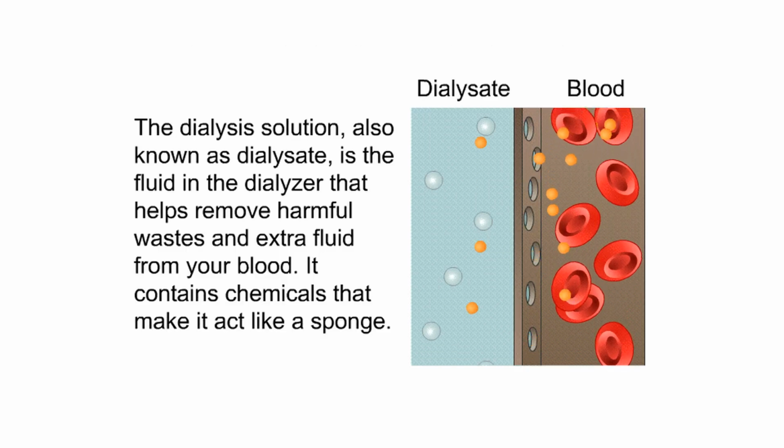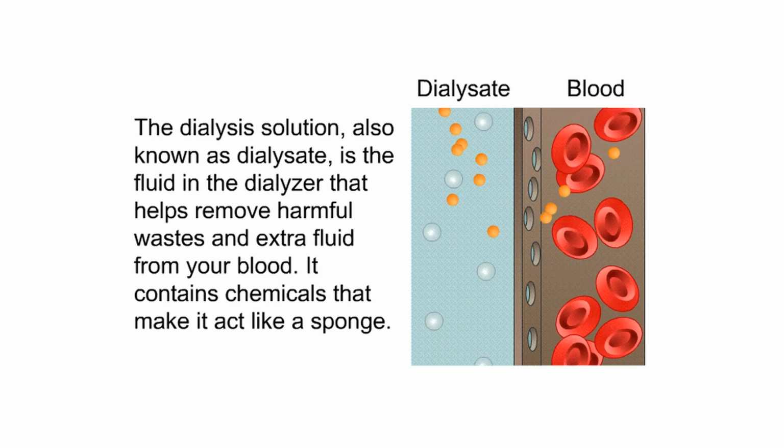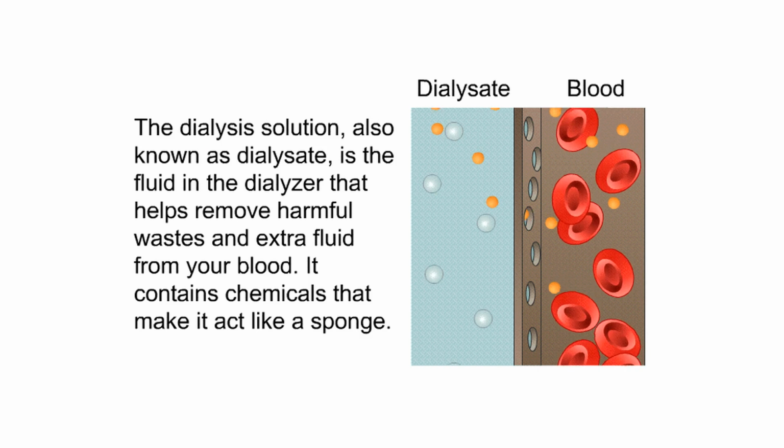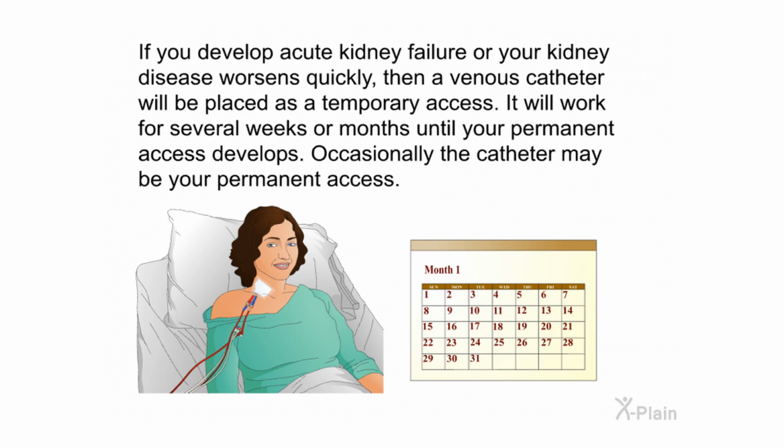The dialysis solution, also known as dialysate, is the fluid in the dialyzer that helps remove harmful wastes and extra fluid from your blood. It contains chemicals that make it act like a sponge. The goal of hemodialysis is to clean the most amount of blood possible during the treatment. The vascular access should let high volumes of blood flow continuously. If you develop acute kidney failure or your kidney disease worsens quickly, then a venous catheter will be placed as a temporary access. It will work for several weeks or months until your permanent access develops. Occasionally, the catheter may be your permanent access.